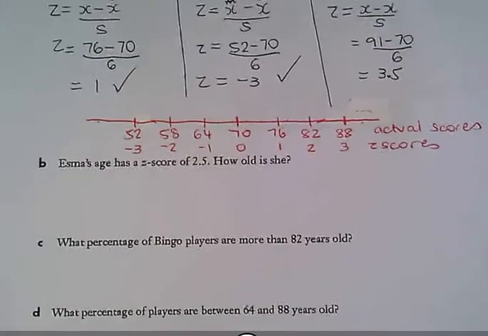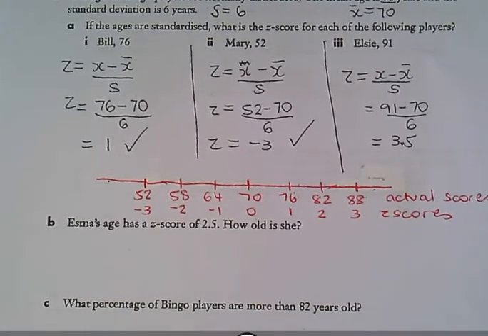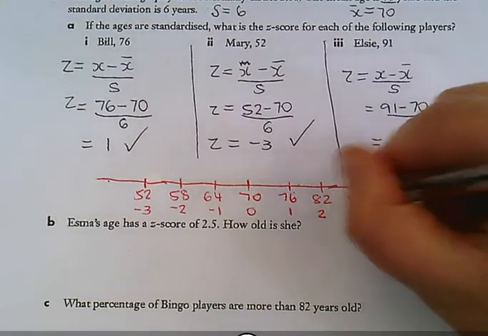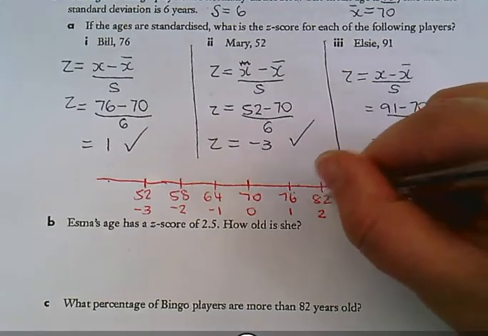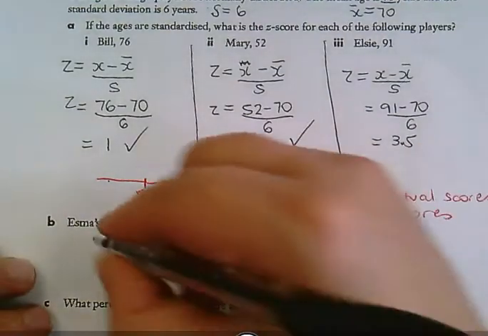Let's go. Emma's age has a z-score of 2.5. I could actually work it out. You know 2.5 is halfway between 82 and 88. I could work it out by just guessing on that graph. What do you think? Yeah, it is 85, but let's use the formula.